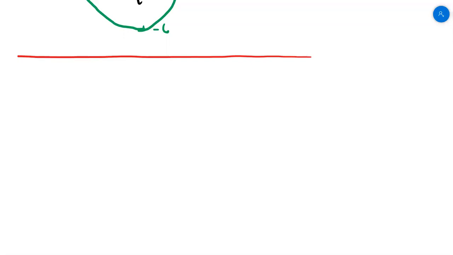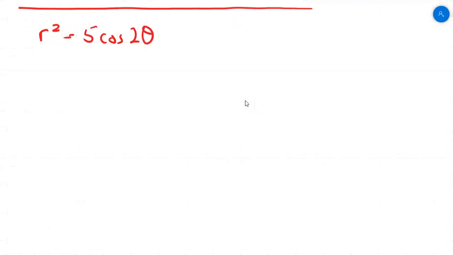So let's take a look at this one. This one's a little different. I've got r squared equals 5 times the cosine of 2 theta. Remember, we were doing these by coming up with the equivalent that was in rectangular form. So let's try this, except we'll take the square root of both sides, and we'll look at y equals the square root of 5 times the cosine of 2x.